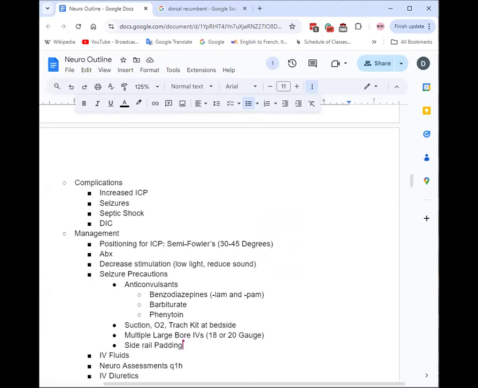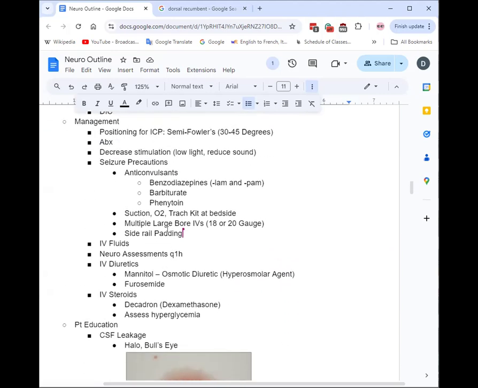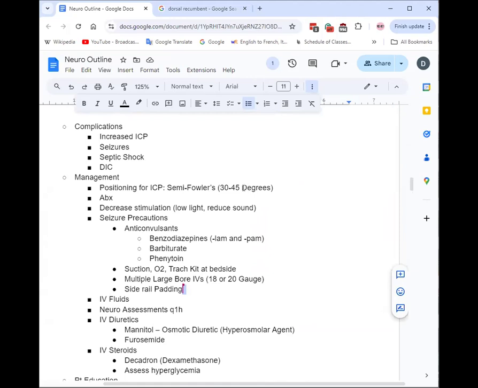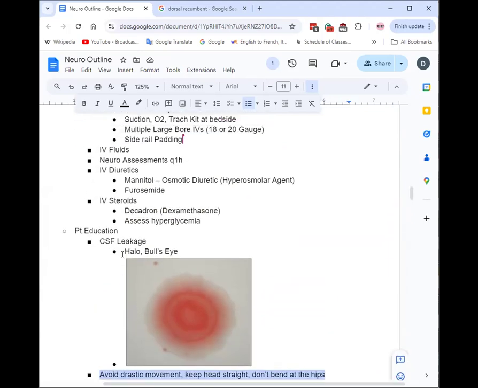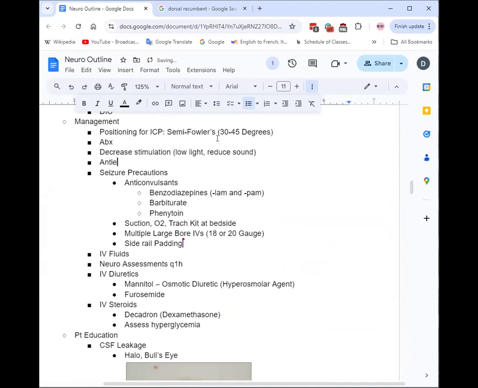Something else, not sure how much they mention it to you guys. I don't think they do, but it goes along the lines of wanting to decrease your intracranial pressure. We do that by decreasing stimulation and decreasing the risk of seizures. Also with their position changes, making sure they're not moving around too much, no drastic movement. Something they can also do is antiemetics, because remember, your ICP can give you nausea and vomiting.